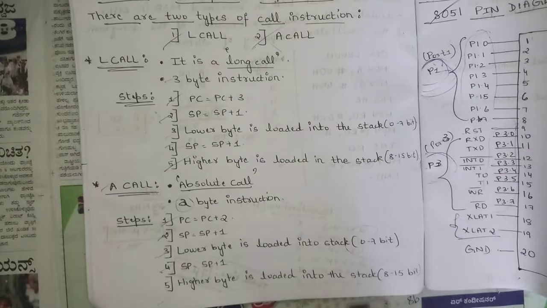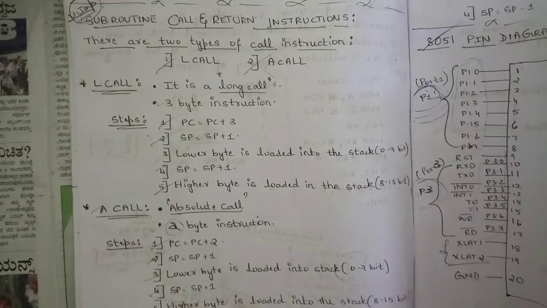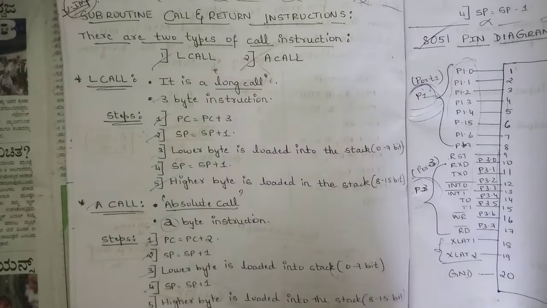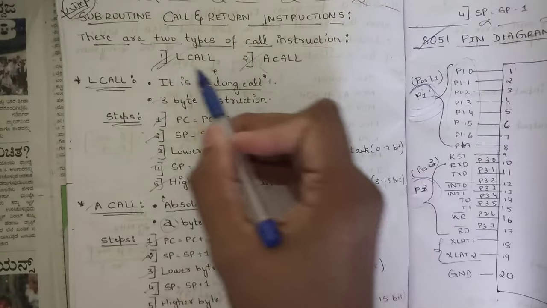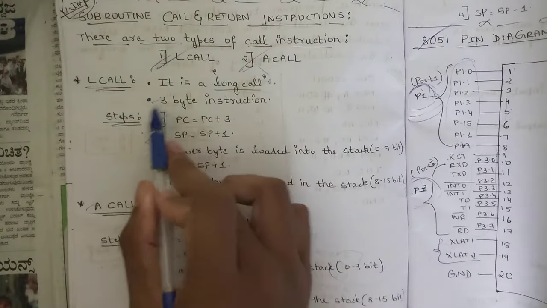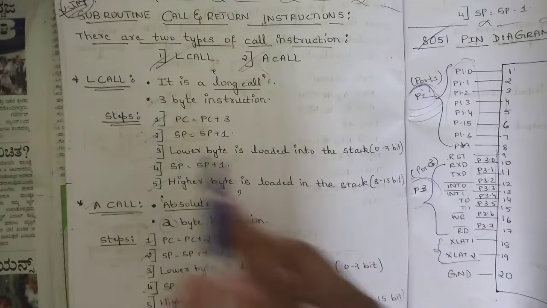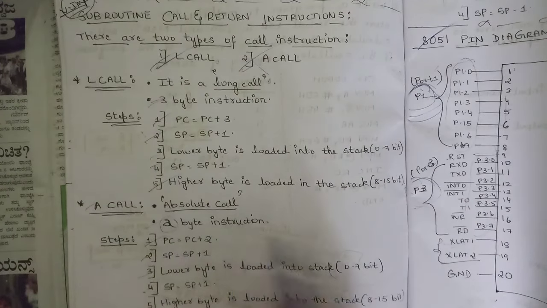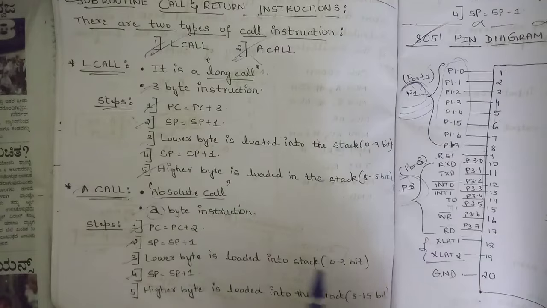Again, a very important question related to subroutine call and return instructions. There are 2 types of call instruction, that is LCALL, long call, and ACALL, absolute call. Long call is a 3-byte instruction. These are the steps executed for long call. Absolute call is a 2-byte instruction. These are the steps executed for absolute call.